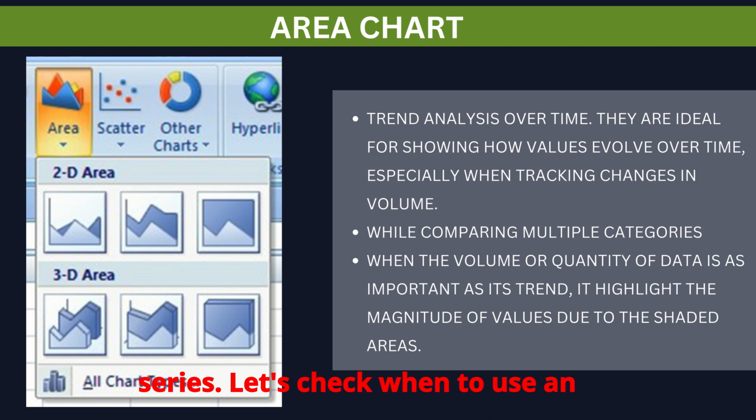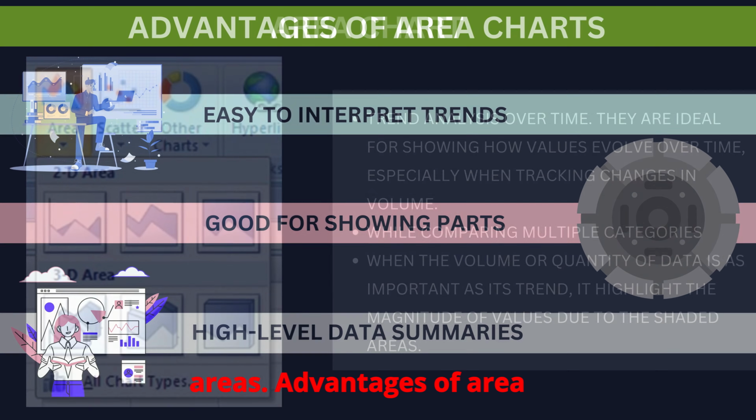Let's check when to use an area chart. Trend analysis over time. They are ideal for showing how values evolve over time, especially when tracking changes in volume. While comparing multiple categories, when the volume or quantity of data is as important as its trend, it highlights the magnitude of values due to the shaded areas.